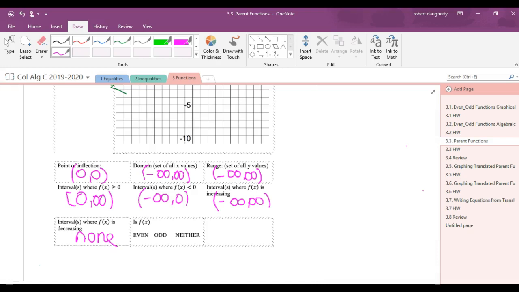Even, odd, or neither? Odd. This function is odd, and you've got that one down.